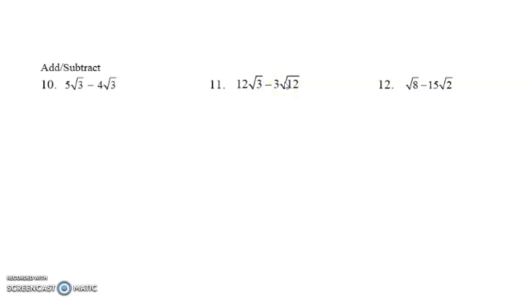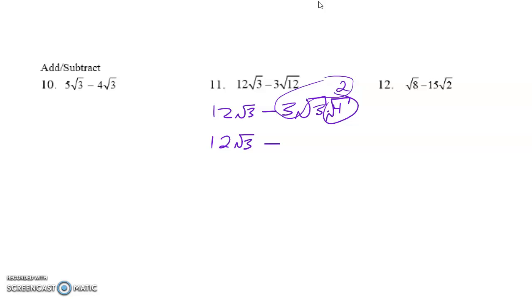as something different. I'm going to bring down my whole thing, 12 root 3 minus 3 times. Now instead of root 12, I'm going to factor it. I've got 3 times 4. 4 is a perfect square. So actually, if I rewrite it as square root of 3 times the square root of 4, then I can see that this whole thing turns into a 2, because 4 is a perfect square. So I have 12 root 3 minus, now I can combine my 2 and my 3 to be 6 root 3.